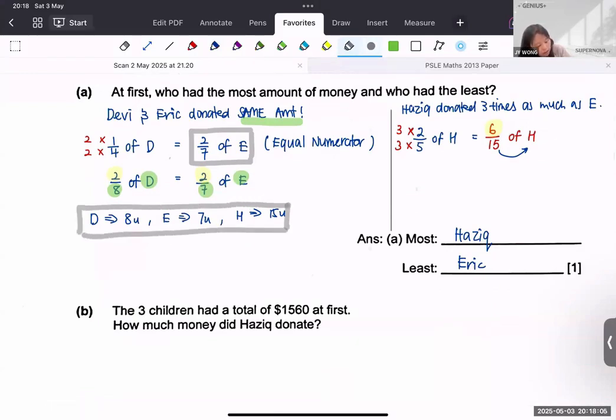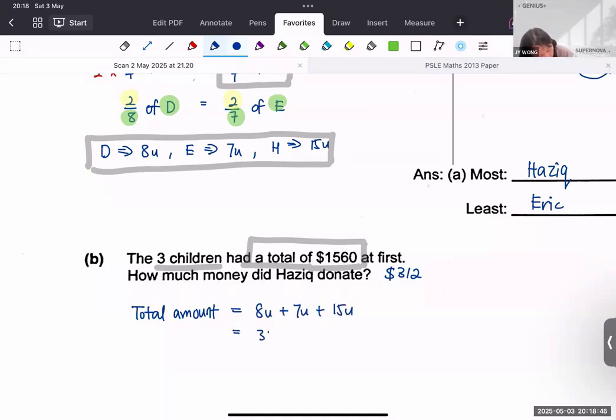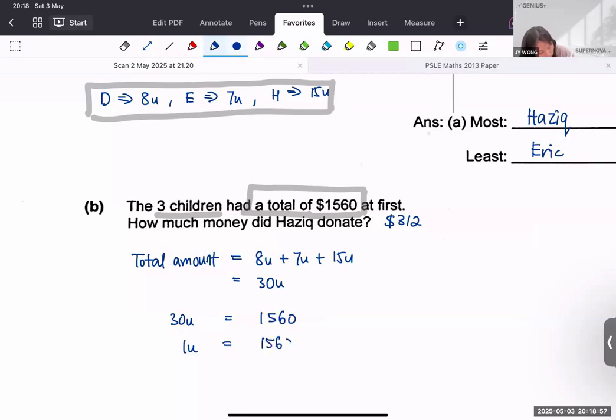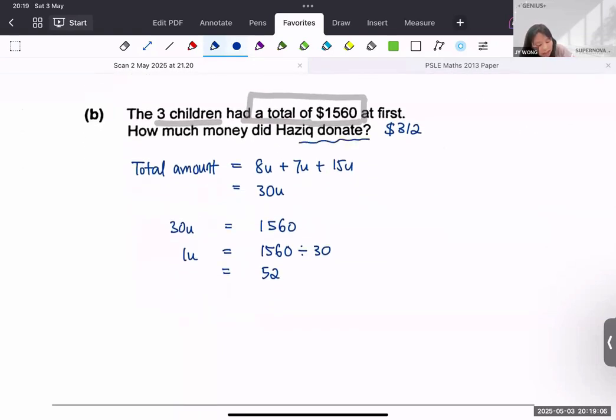Why? Because they said the 3 children had a total of 1,560. So I know the total amount of money will be 8 units plus 7 units plus 15 units. That will give me a total of 30 units. So 30 units will be the same as 1,560. I need to find 1 unit. So 1 unit will be 1560 divided by 30. That will give me 52.